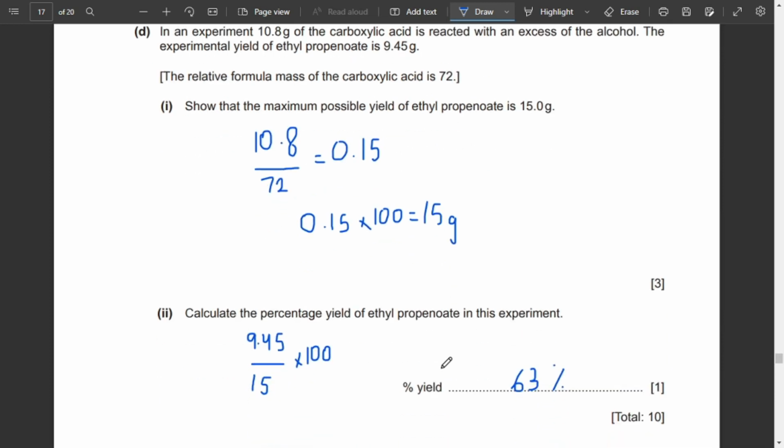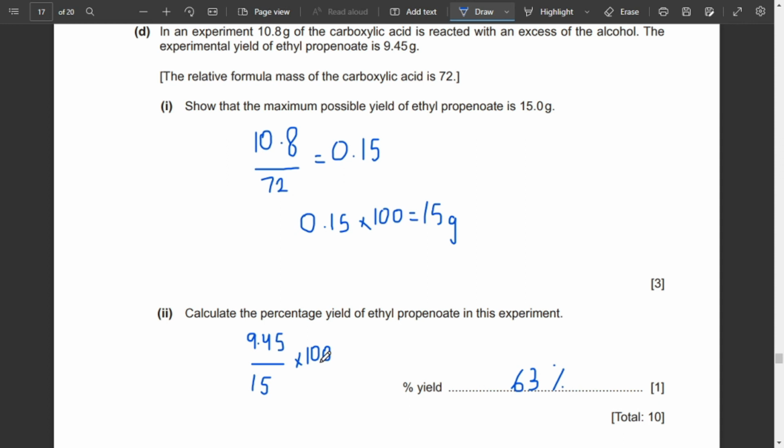Moving on to part 2, calculate the percentage yield of ethyl propanoate in this experiment. So we had 9.45 grams, and the formula for it is basically experimental value upon the calculated value into 100, and we'll get the percentage yield. So over here we have 9.45 grams as our experimental mass, and the calculated one is already given to us in the question, that is 15 grams, and also we have calculated it over here. Then we're going to multiply it by 100, and the answer is 63%.